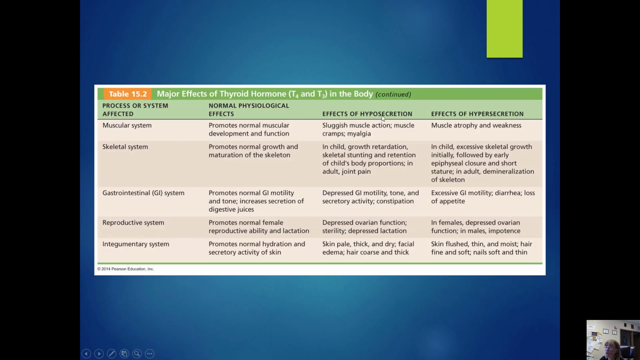Muscular system. Okay, we also need thyroxine for our muscular system. I'm not going to get heavy duty into these. Skeletal system, GI tract, reproductive system, and integumentary system.